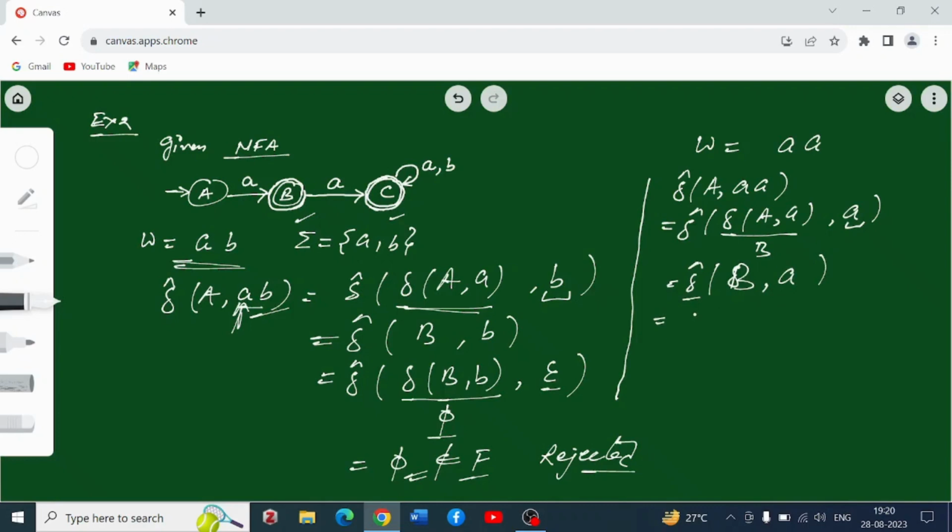If we extend the transition function again, then we will have B on a, and this is the remaining input, which is epsilon, that is nothing. So B on input a is going to C. So here you will have C and the remaining input epsilon. From the property of the transition function, it is clear that the outcome of this transition would be C itself. As C belongs to the final state set F, or C is a final state, therefore this input string is accepted.